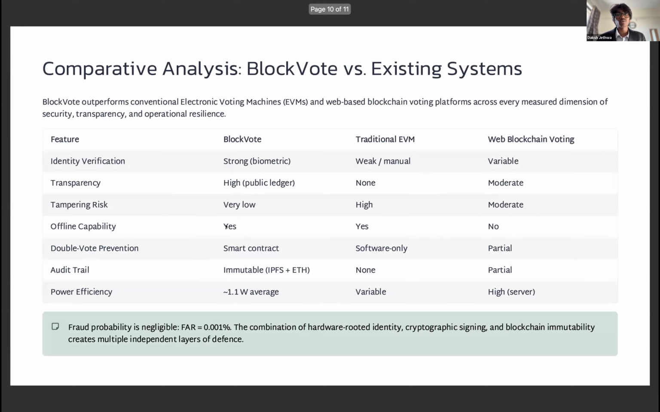So how does BlockVote compare to existing systems? Traditional systems rely heavily on trust and lack transparency. BlockVote, on the other hand, offers strong identity verification, public auditability, and extremely low risk of tampering. In simple terms, it replaces trust with proof.